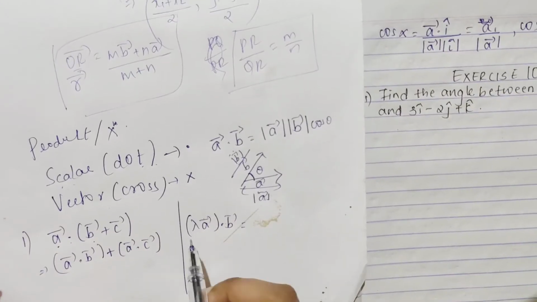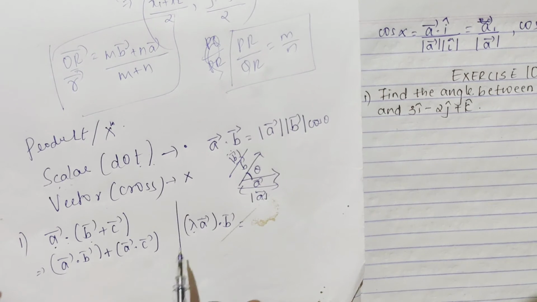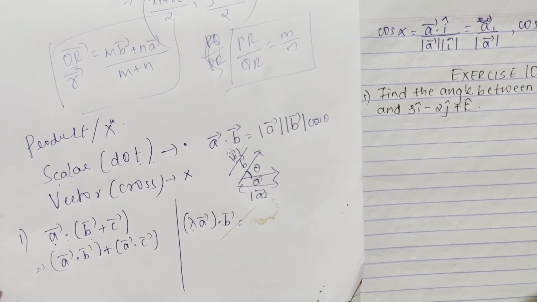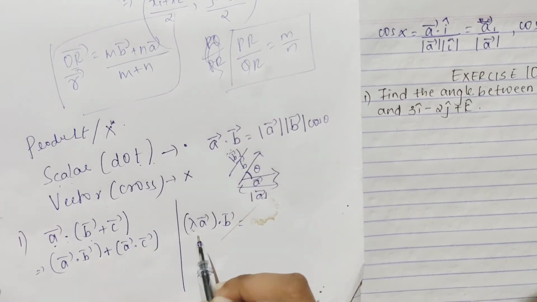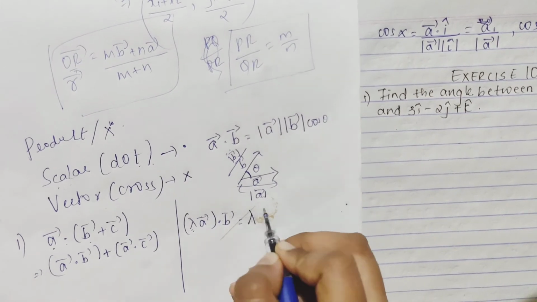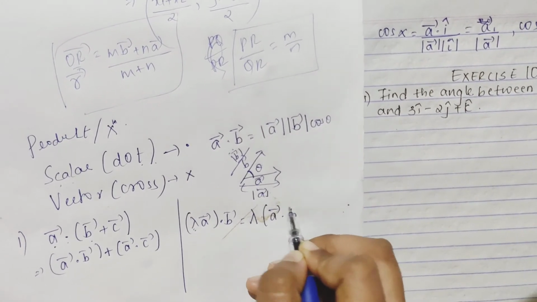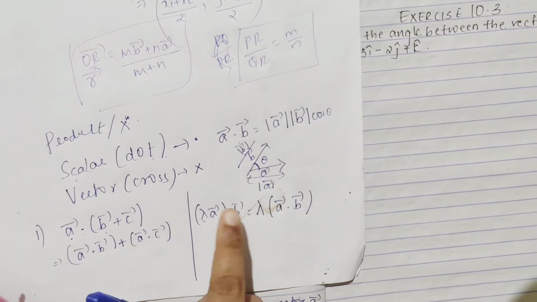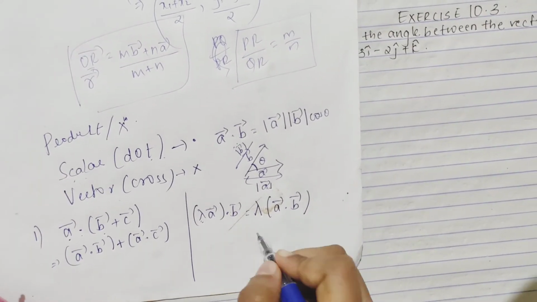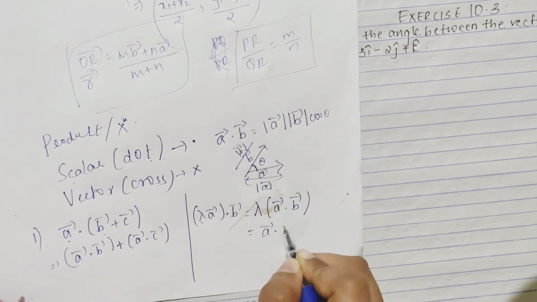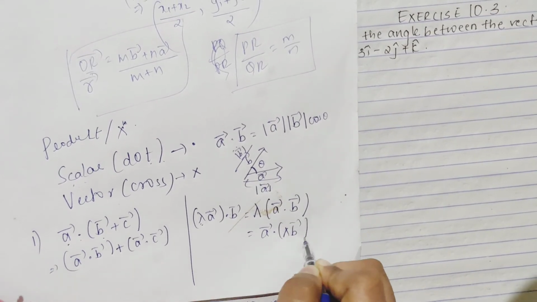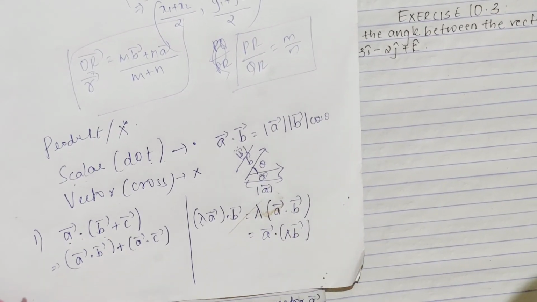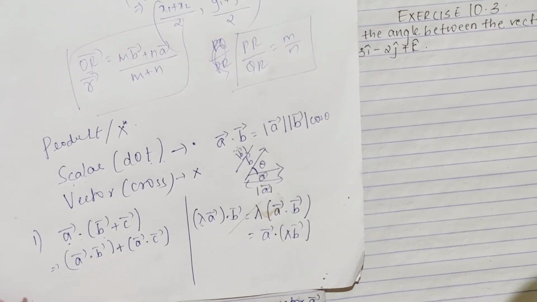One more you have here, which is your scalar component. Lambda is a scalar and A and B are your vector components. So whenever you have this, you can take lambda into vector A dot vector B, and this also you can take as vector A dot lambda vector B. You have to call it a dot product only. So this was your second property.